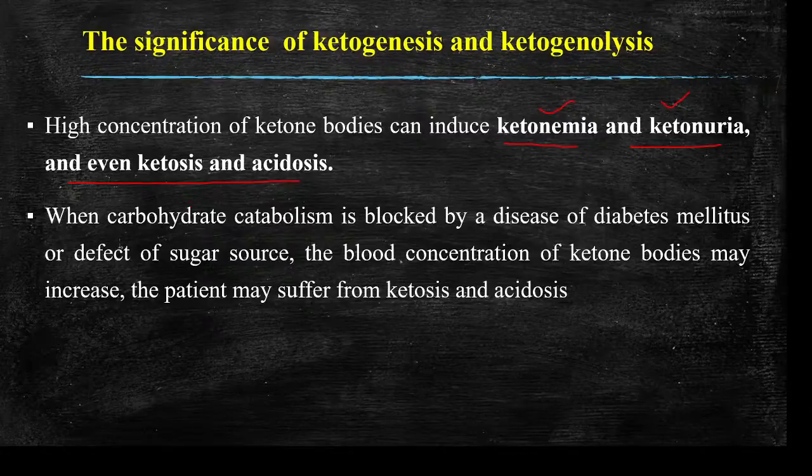So even in disease conditions like diabetes, where carbohydrate catabolism is prevented or blocked because the insulin, which is the carrier molecule, is not present, and the glucose does not enter the cell and is not utilized, or in case of a defect of sugar source, the blood concentration of ketone bodies will rise. Okay, so this is indicative of ketosis and acidosis. Ketoacidosis is an indicative of diabetes mellitus.